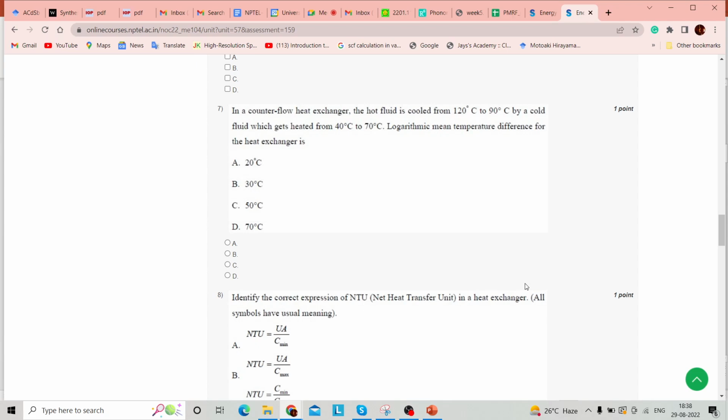If you are getting 0 by 0, then you have to apply L'Hospital's rule, I think. Just go through that. Such a problem, if you're doing LMTD, you may get 0 by 0 form. Ultimately we are applying a limit. You are getting 0 by 0 form, so you have to apply L'Hospital's rule for that. We will solve one such problem today.